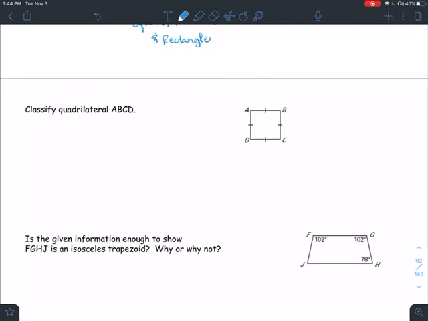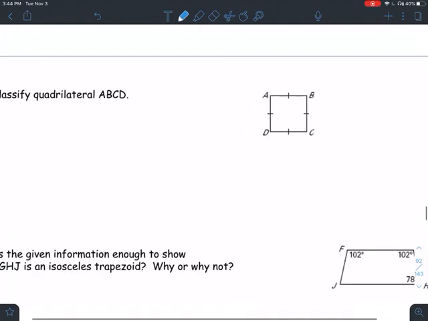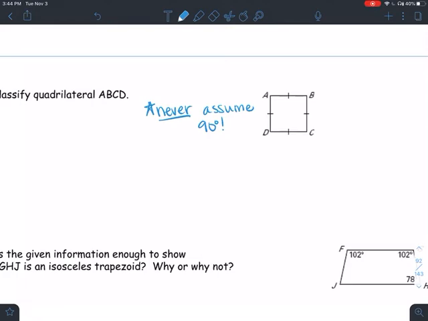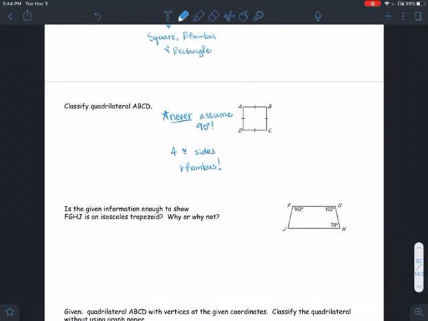If I want to classify the figure ABCD based only off of what I see, remember we cannot assume 90 degrees, so make yourself a note here. Never assume 90 degrees. Even though this looks like a square, and it probably actually is a square, the only thing that I can assume here is that I have 4 congruent sides, which then makes this a rhombus. It will be a parallelogram, but even more specific, a rhombus with 4 congruent sides.